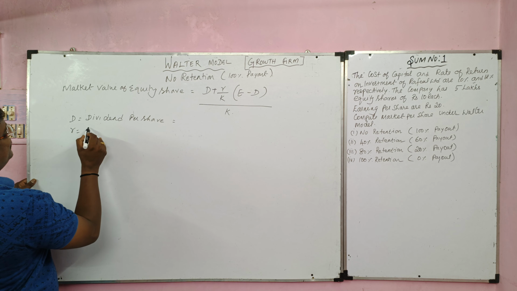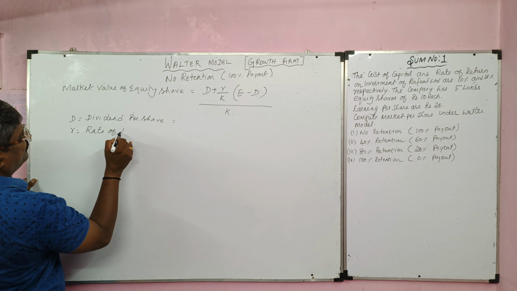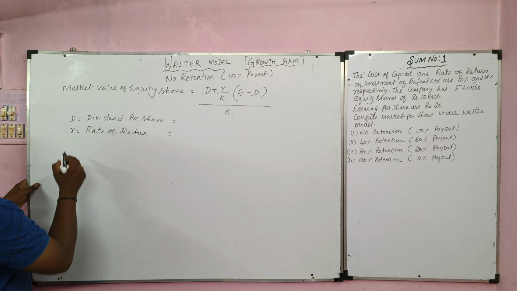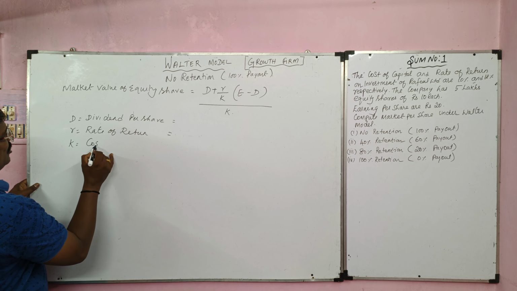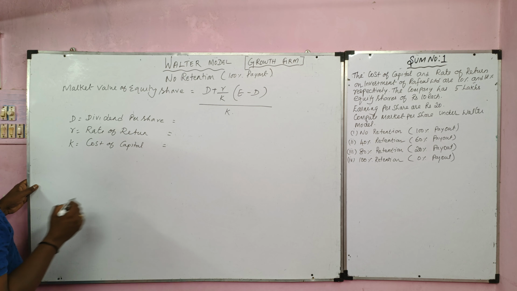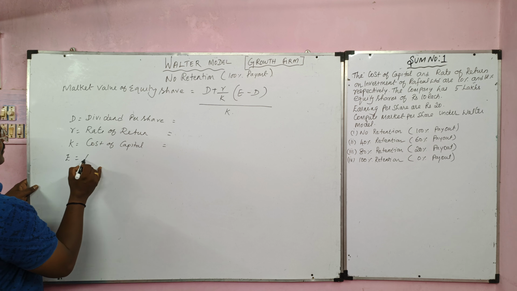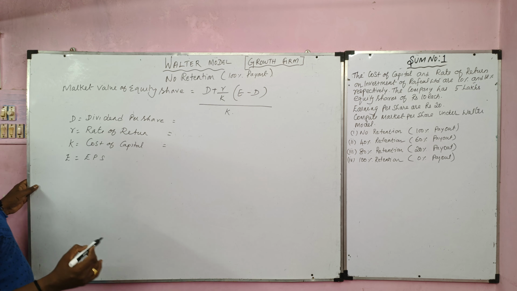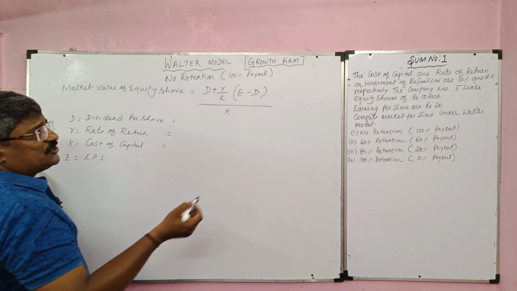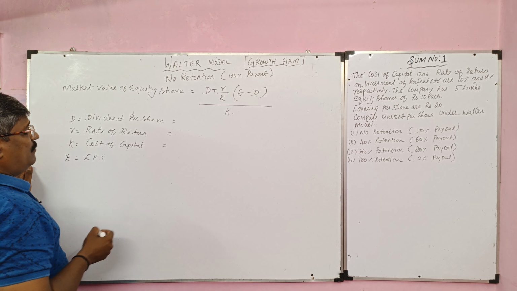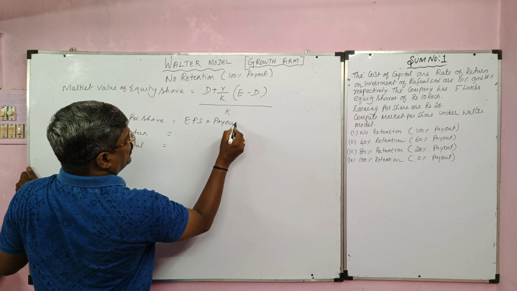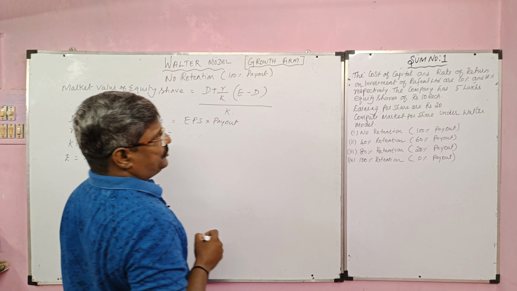R means rate of return. We can say rate of return, return on investment, or internal rate of return. Next, K, which means cost of capital. Cost of capital or capitalization rate. Then E. E means earning per share. Now we are going to calculate D, dividend per share. Dividend is not given in the question. For that the formula is EPS multiplied by payout ratio.